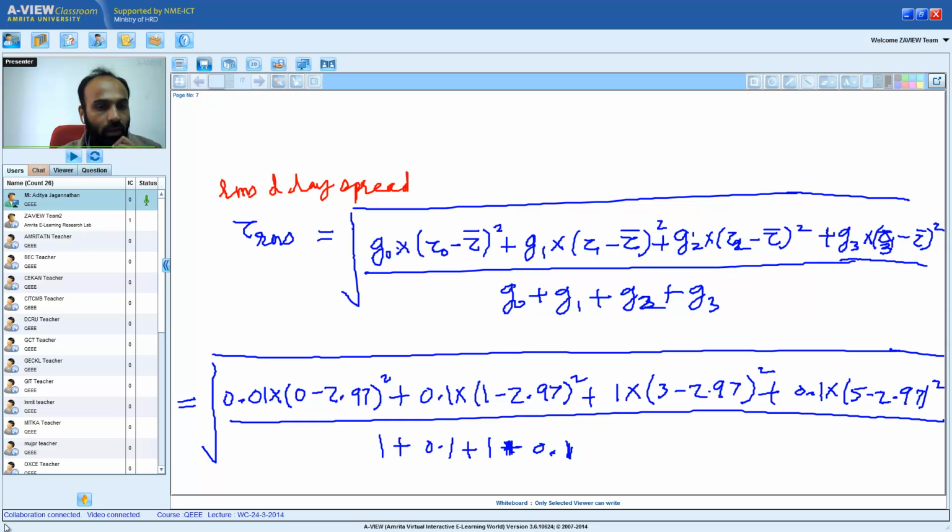Can any college please also calculate this value? Can any other college please calculate this value?